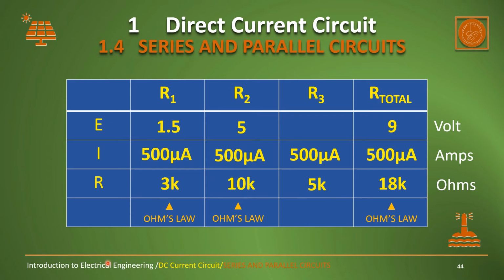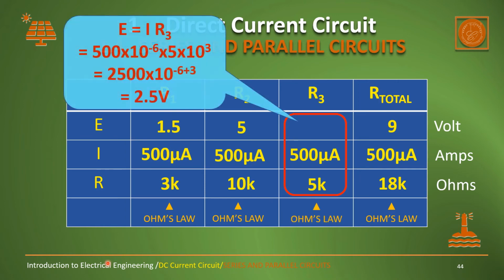We can do the same for R3. We can look at this current and apply Ohm's law and do the calculation for R3. Since the R3 resistor value is 5 kilo ohm, we can get 2.5 watt in this cell. So we just fill this 2.5 in this cell.